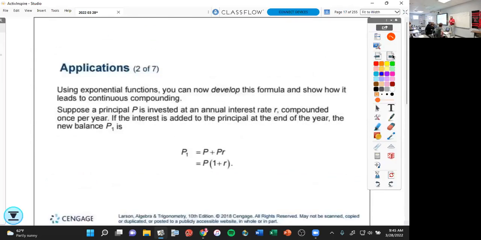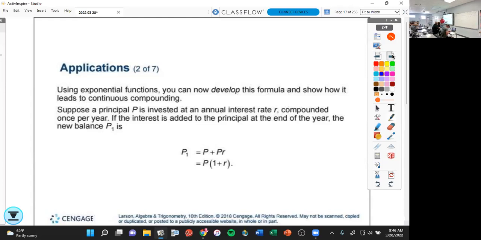So we're going to develop the continuous one, and I'm just going to talk y'all through this. Using exponential functions, we're going to develop the formula and show how to do continuous compounding. Suppose P, that's the amount of money that you're going to put into the account, is invested at some interest rate. We'll call that r. We're only going to compound it once a year. If the interest is added to the principal at the end of the year, the new balance is P1, that's how much you have after 1 year, right? It is equal to the amount you started with plus the amount you started with times the interest. That makes sense?